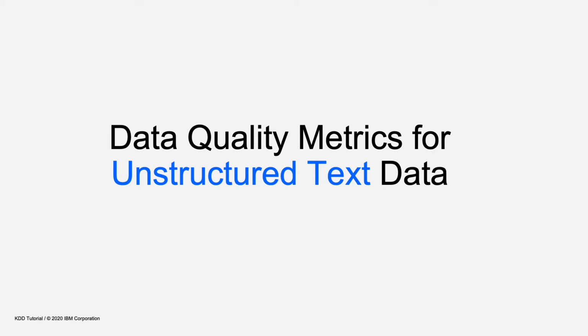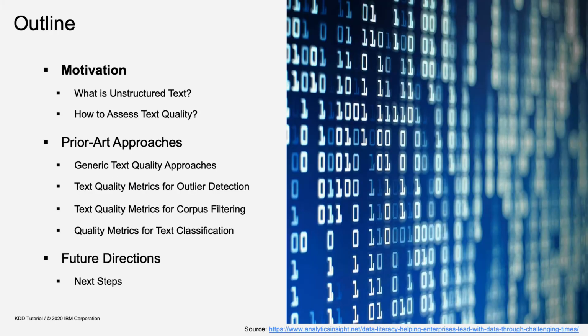Hello everyone, this is the second part of the tutorial where we will talk about data quality metrics for unstructured text data. In this part of the tutorial, we will briefly go over the motivation for addressing the data quality issues for unstructured text. We will first understand what we mean by unstructured text data and the different properties of text data with which we can assess its quality. Further, we will cover some of the prior art approaches proposed in literature to address different aspects of text data quality and then briefly look at some of the future directions for this domain.